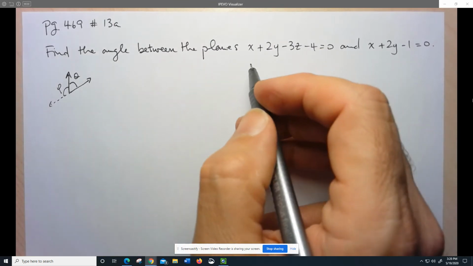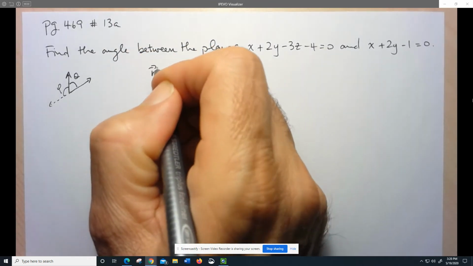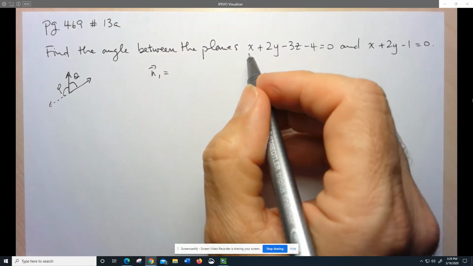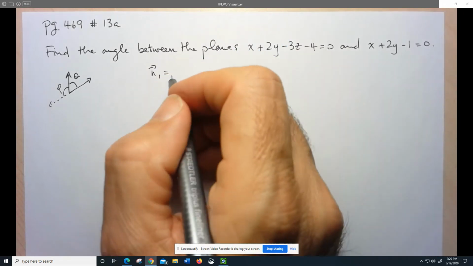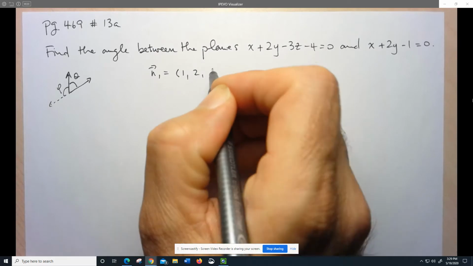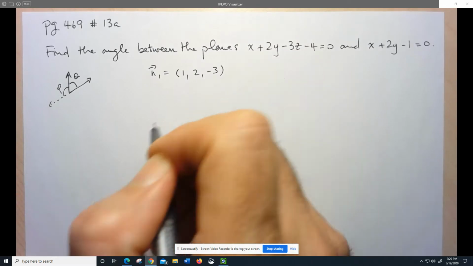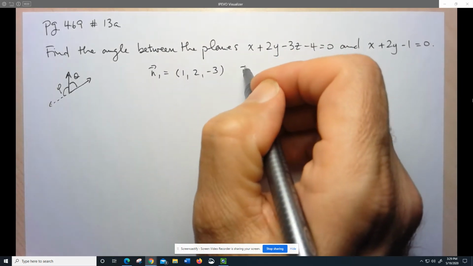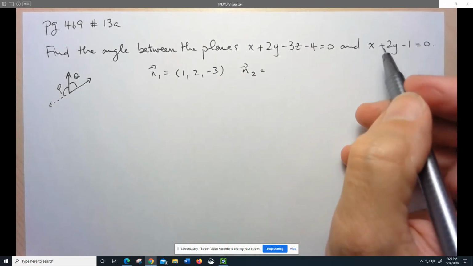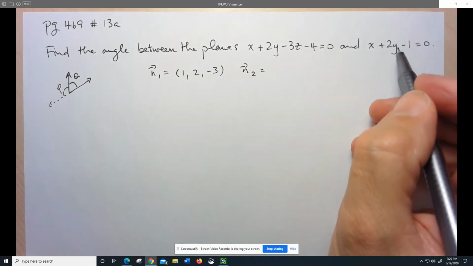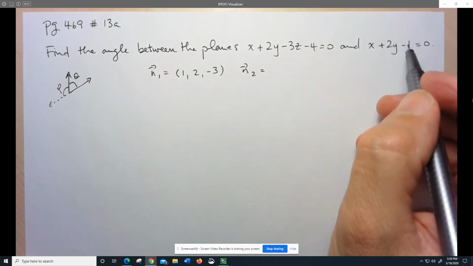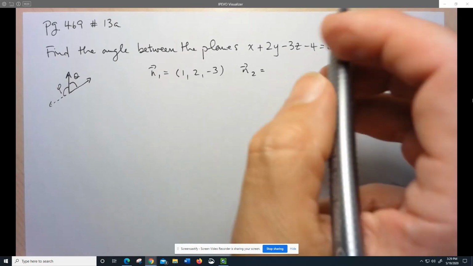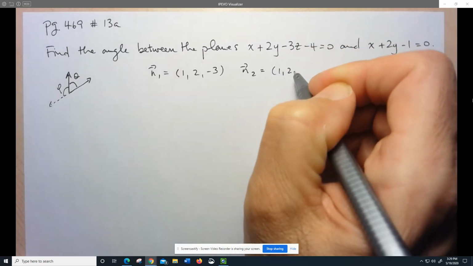All right, so let's find our two normal vectors. For plane 1, you just look at the coefficients of x, y, and z. So here we have 1, 2, -3. Then for our second plane, our second normal vector, we have 1, 2, and well, there's no z component, so that must mean that the coefficient of z is equal to 0. So we have 1, 2, 0.